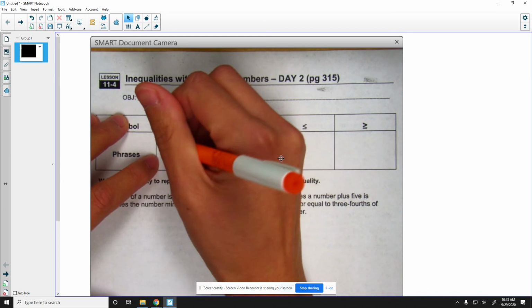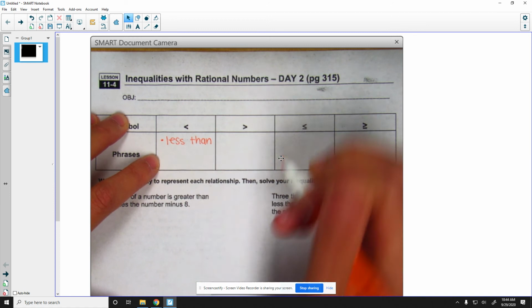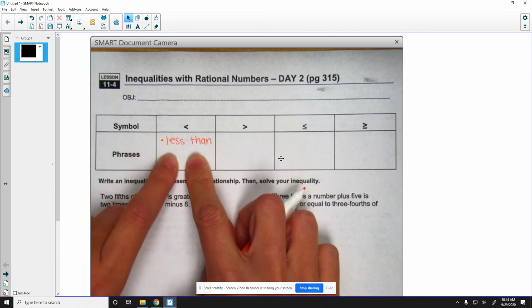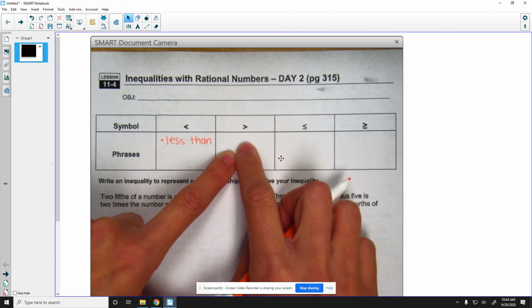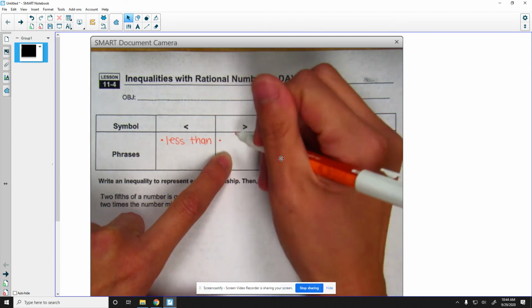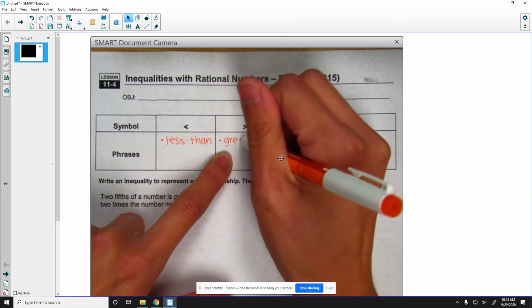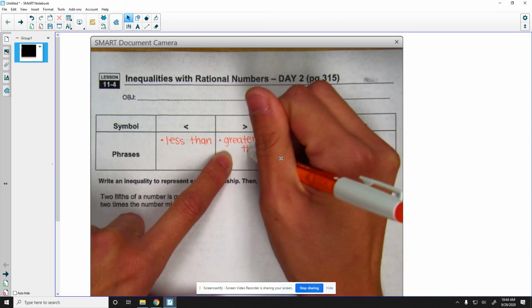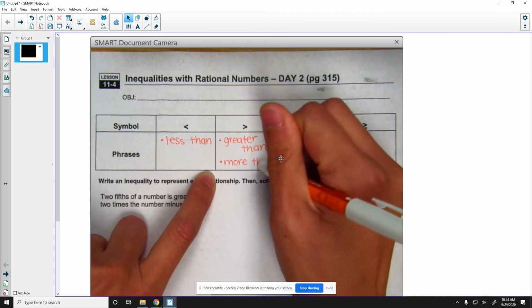Thank you, Brooke. It is less than. Okay, so let's write that down. Less than. This symbol means less than. So if this is less than, can someone raise their hand and tell us this one, which is the exact opposite, what would this one be? Jema? Yes, or you can say more than. Either one is fine. So greater than, or you can say more than. Same thing.